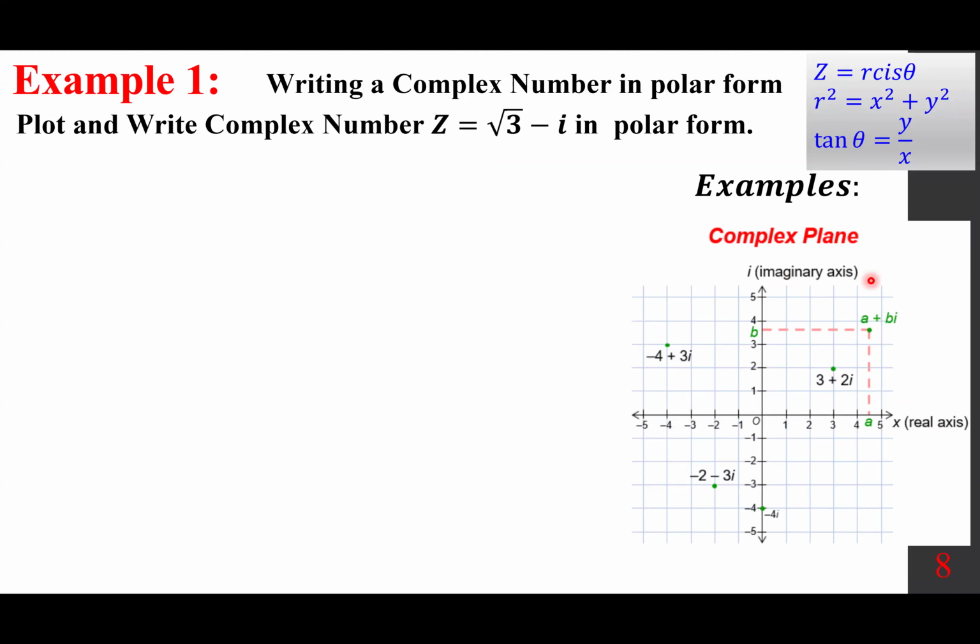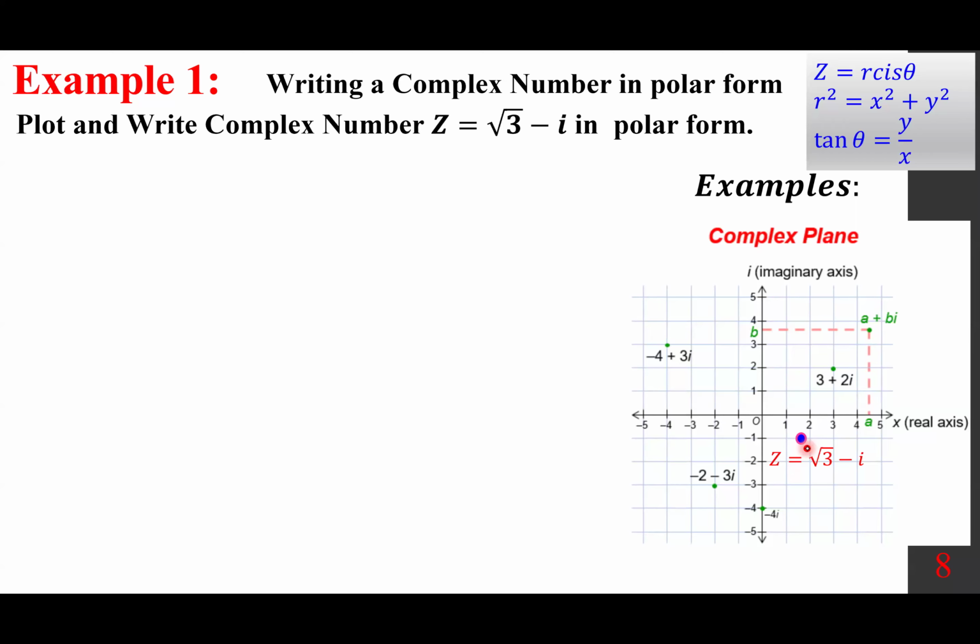So if we want this one, square root of 3 is about roughly 1.7. So it's 1.7 minus 1i. So you go about 1.7 to the right, and you go 1 down. So that would be the location. Okay, square root of 3 minus i. Roughly, this is not exact. This is an approximation.